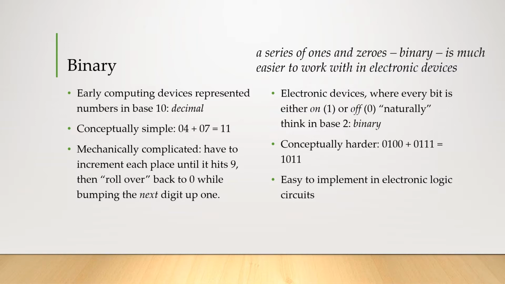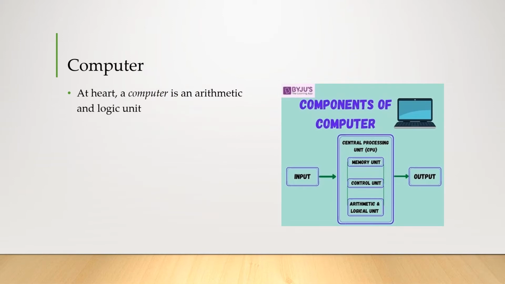When you add a 0 and a 1, you get a 1. When you add 2 1s, you get a 0, but you bump the next digit over up 1. So 0100 plus 0111 is 1011. And this turns out to be surprisingly easy to implement in what we call logic circuits, the kind of circuits that computers are ultimately built out of.